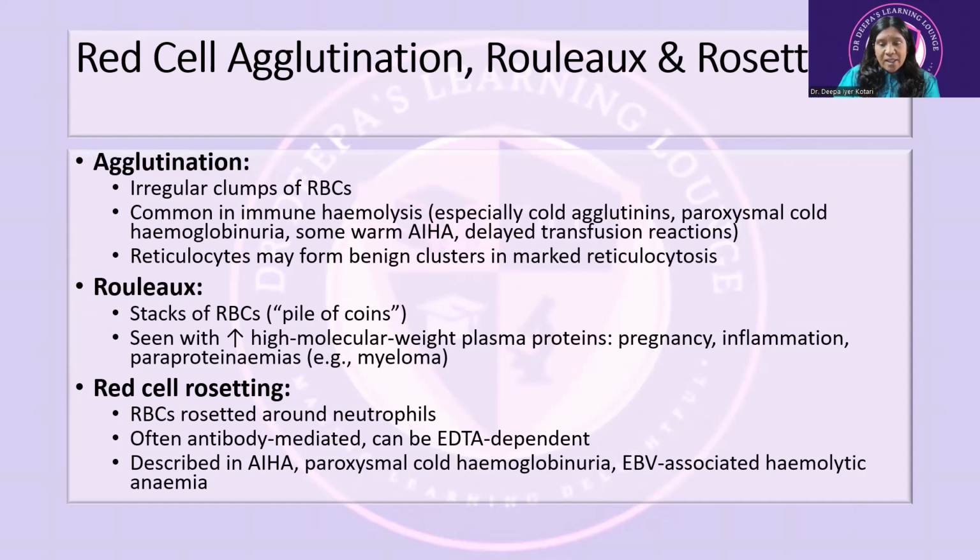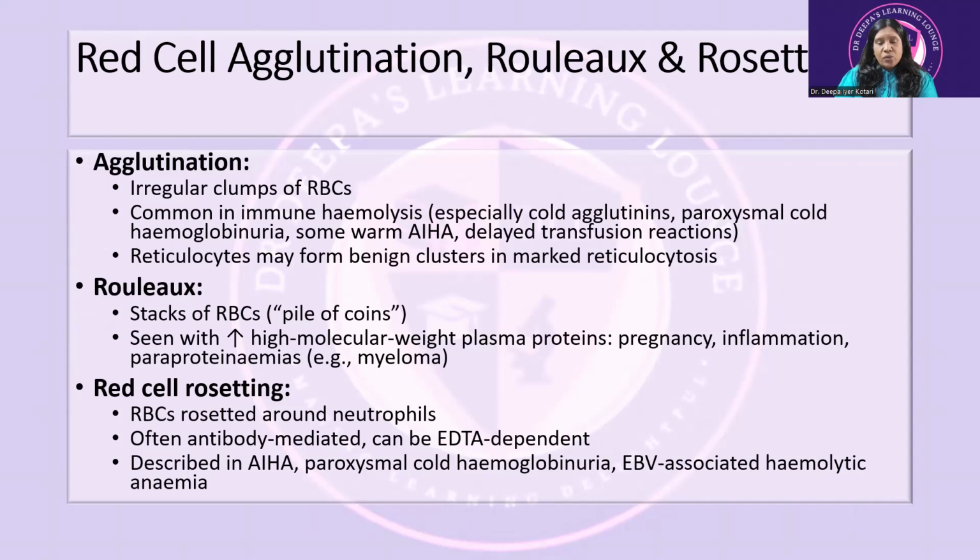Agglutination is an irregular antibody-mediated clumping, more like a clump of 10 RBCs that come together, which is seen in cold agglutinin disease and paroxysmal cold hemoglobinuria. Rouleaux is more like an orderly coin-like stacking of the RBCs. This orderly stacking occurs when fibrinogen or immunoglobulins are high, which is why you see a rouleaux formation, which is classic of myeloma or heavy inflammatory states.